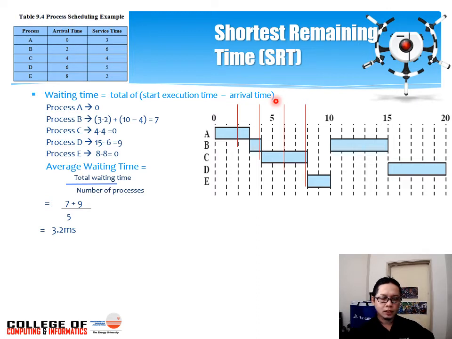Okay, if you don't get it, please repeat back my explanation and perhaps you can get a much clearer description of how this works.